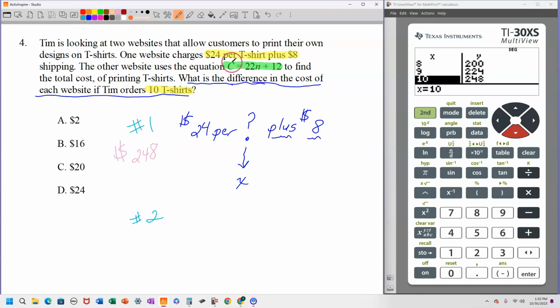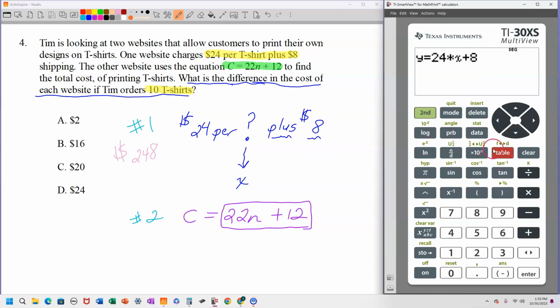Well, they give you the equation. It's C equals 22N plus 12. Well, I don't need to worry about any of this but the right-hand side of the equation. I'll just enter this now. Watch how I do that. I'm going to go back to table right here. I'm going to clear this out. And it says y equals, well, they have c equals. That's how you can write that as y equals.